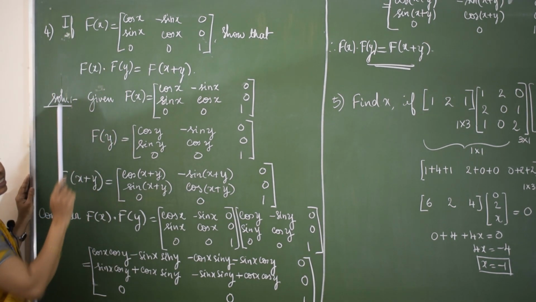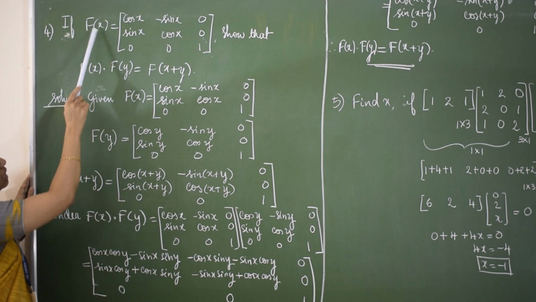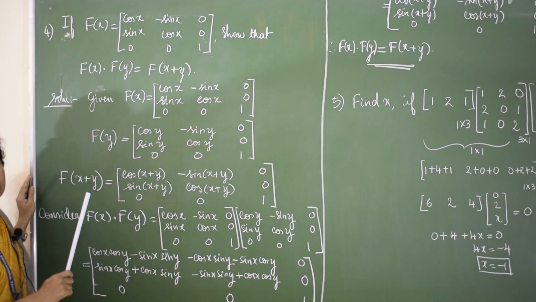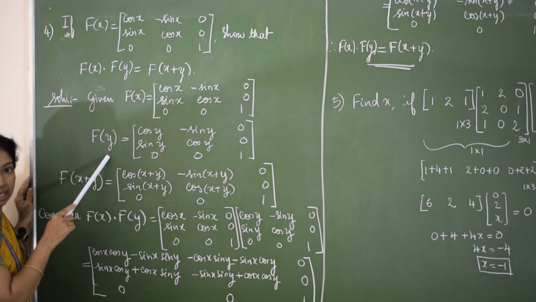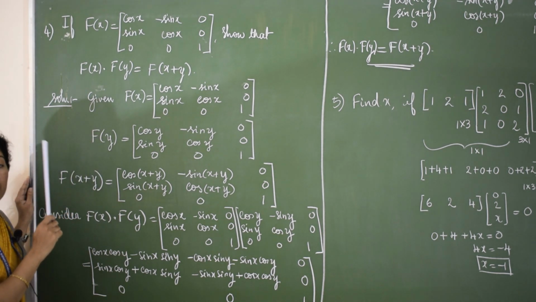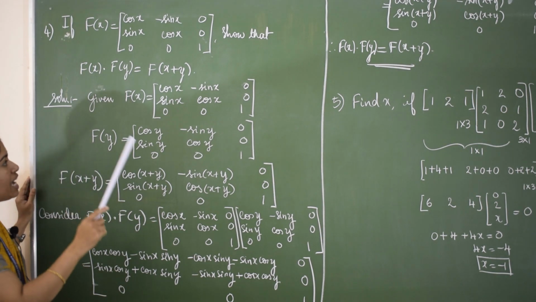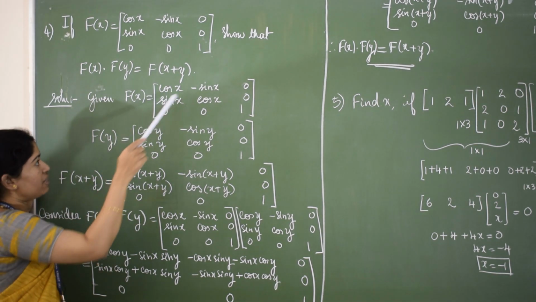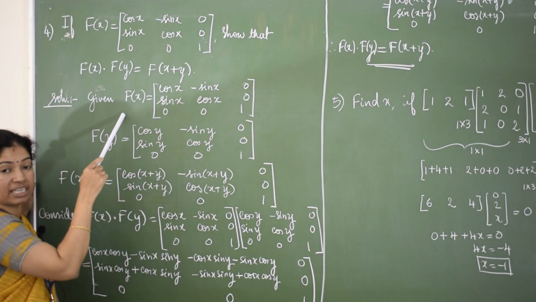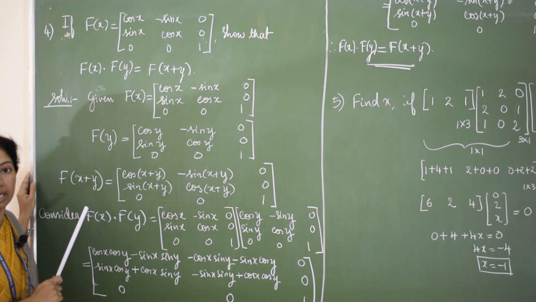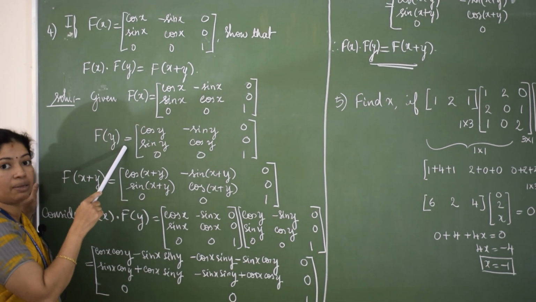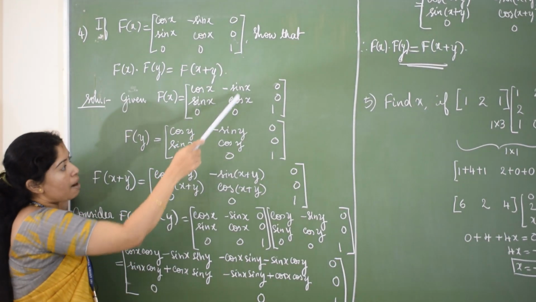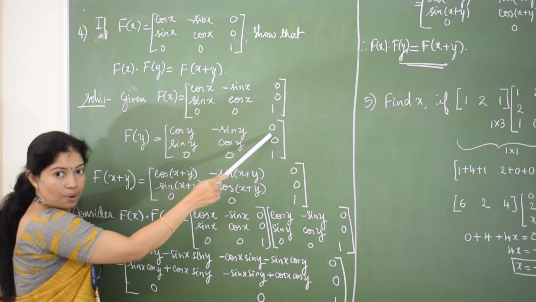So first let us write what is given. Given is this, f of x is equal to this matrix. Next let us find what is f of y. So to find f of y, what we have to do? Just we have to replace x with y. In the given matrix, that is f of x, you replace x by y. So f of y will become, here you have cos x, it will become cos y, minus sin y, 0 as it is.